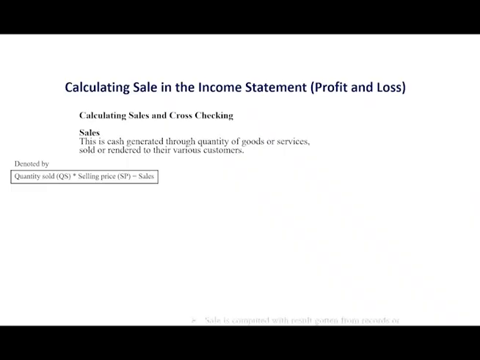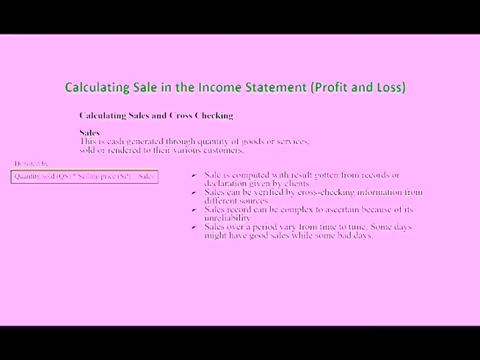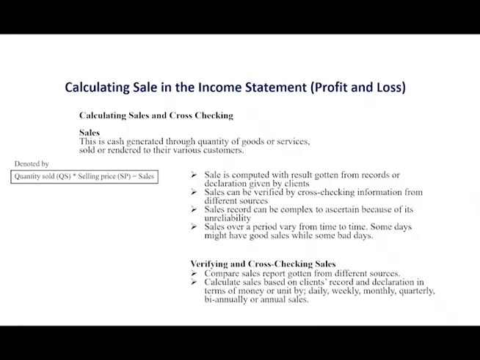How is sales calculated? Sales is computed with results gotten from records or declarations given by clients. Sales can be verified by cross-checking information from different sources. Sales records can be complex to ascertain because of their unreliability. Sales over a period vary from time to time. Some days might have good sales while some may have bad days. Verifying and cross-checking sales: compare sales reports gotten from different sources. Calculate sales based on the client's record and declaration in terms of money or unit by daily, weekly, monthly, quarterly, biannual or annual sales.